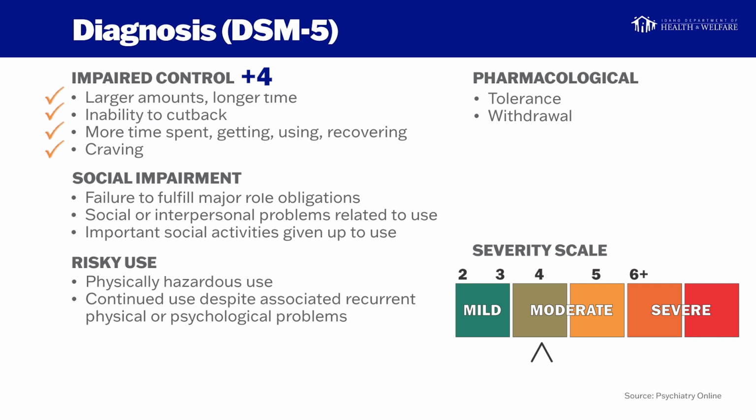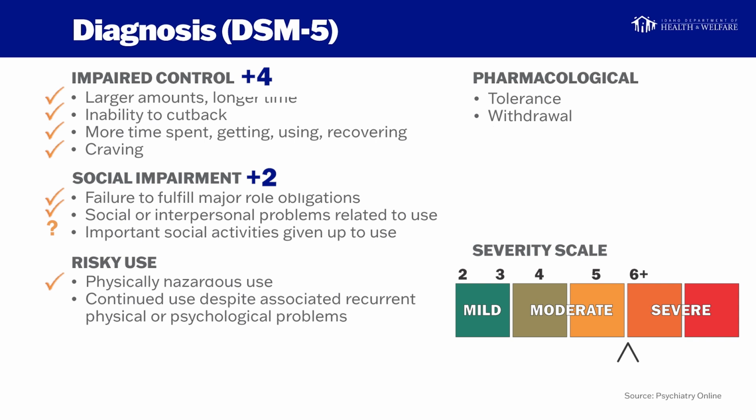In terms of social impairment, we're thinking about failure to fulfill major obligations, social or interpersonal problems related to use, and important social activities that are given up due to use. Our patient recently lost their job, right? They're having relationship problems. We don't know about important social activities given up to date, but at least meets 2 out of those 3. In terms of risky use, physically hazardous use, we don't really know, but I think we could say sharing needles meets risky, physically hazardous use.